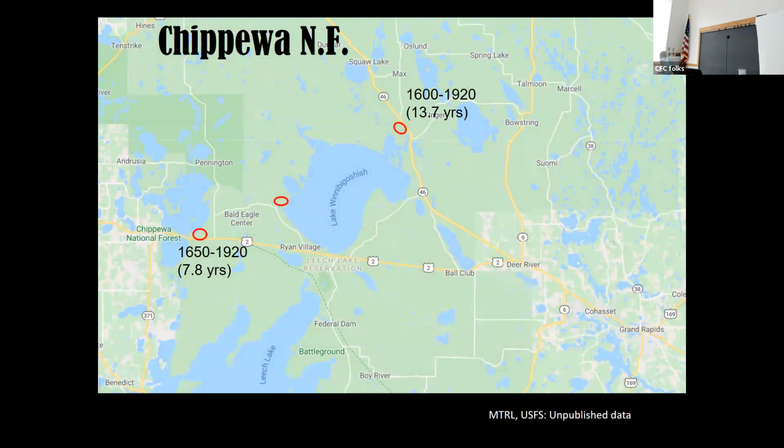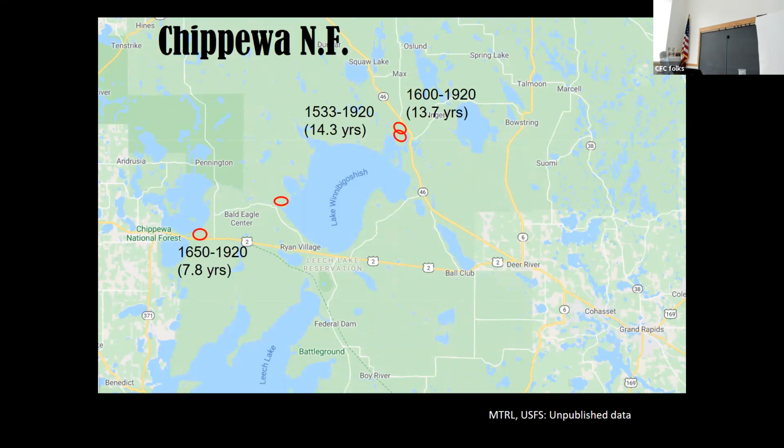And then lastly, stopping at the Chippewa, this is some work that's currently underway in collaboration with the Forest Service. So here's Grand Rapids, okay? So this is Cass Lake here. And so we have a site here at Norway Beach, and then a site over here on the Cutfoot Experimental Forest, and then some data in between. Here from 1650 to 1920, we see an average fire return interval of about 8 years. And then over here, 13.7.